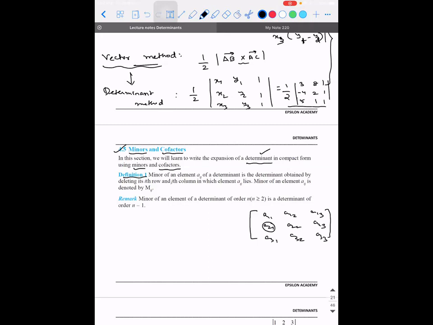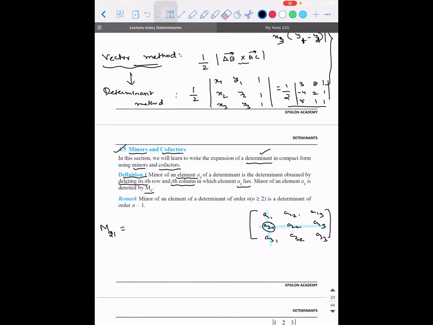So let's read out. Minor of an element Aij from a determinant is the determinant obtained by deleting its ith row and the jth column in which the element Aij lies. Minor of an element Aij is denoted by Mij. For example, if I ask you what is the minor of 2, 1, you have to hide this row and this column. With the remaining matrix, you have to find the determinant, that is A12 into A33 minus A13 into A32.